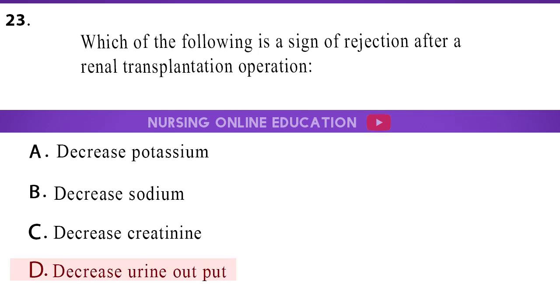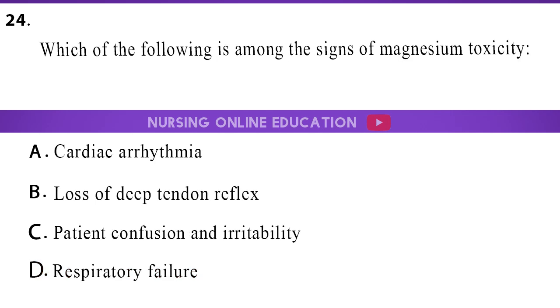The answer is option D, decreased urine output. 24. Which of the following is among the signs of magnesium toxicity? A. Cardiac arrhythmia, B. Loss of deep tendon reflex, C. Patient confusion and irritability, D. Respiratory failure.